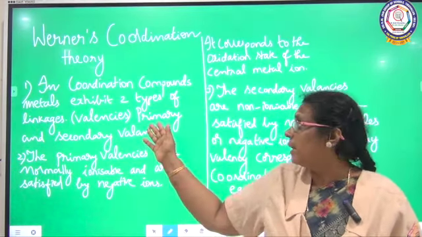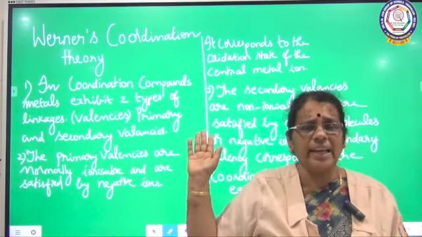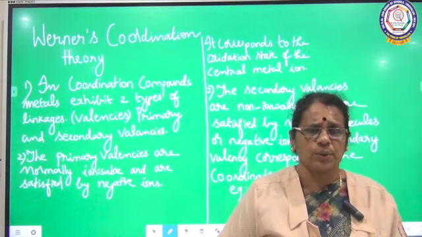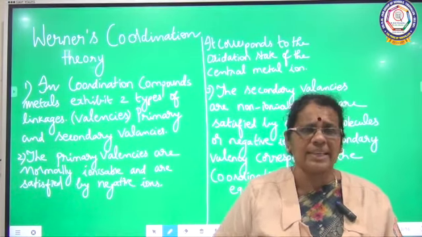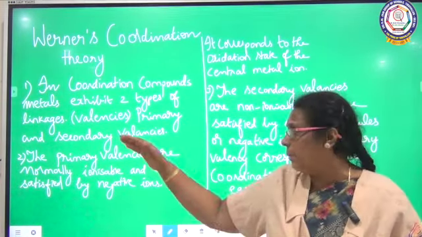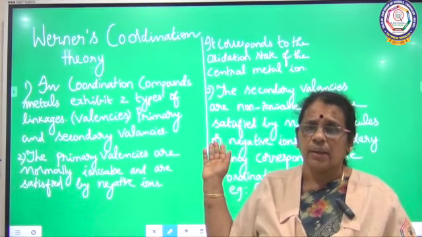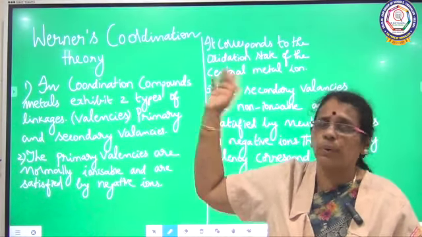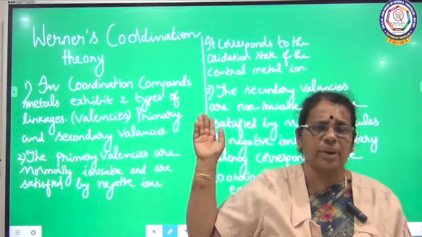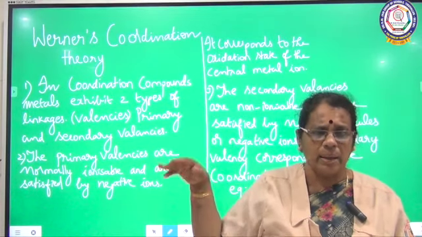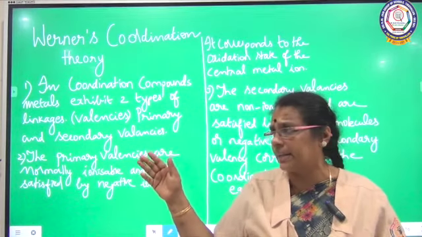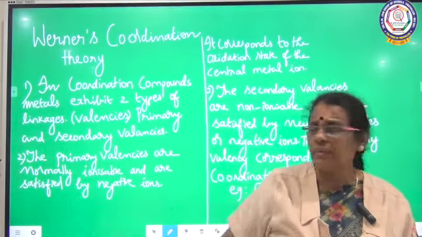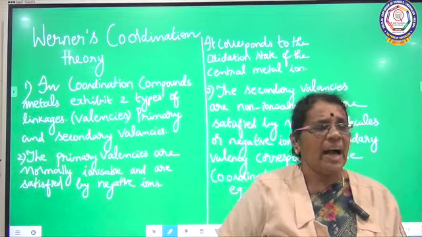First one, in a coordination complex, metal exhibits two types of valencies. So in coordination compounds, metals exhibit two types of valencies or linkages, that are primary and secondary valencies, or primary and secondary linkages.